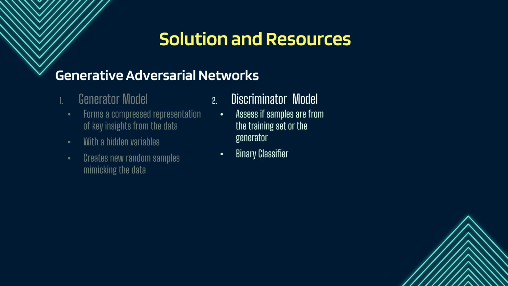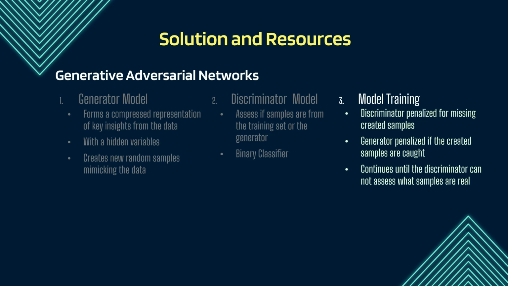Then we want to create a discriminator model. This just assesses if the samples are from the training set, i.e. real transactions, or from the generator, i.e. generated transactions. And we use just a very typical binary classifier: yes or no, is this fake or not.